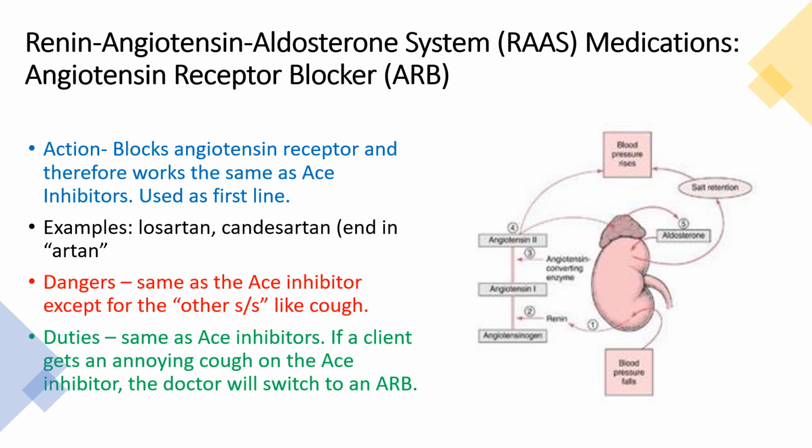And honestly, ARBs really are only used if that client gets that annoying cough on the ACE inhibitor. The doctor will switch to the ARB. That was kind of their original purpose. And in the meantime, I do believe that people can be on ACEs and ARBs at the same time now. But anytime you have a drug where you think they're being used in the same category, always a good idea to maybe call your pharmacist, because they're usually up on the latest research. They'll tell you if they can be dosed together or not.